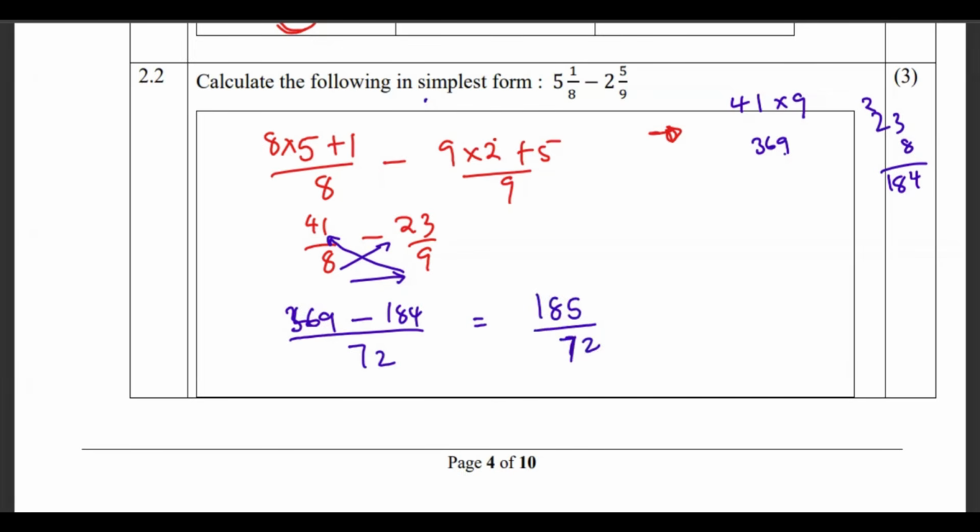Now, the question is, how many 72s can we get in 185? Okay, so we need to do the calculation and see. So 2 72s are going to be 144, meaning that we have two whole numbers. What is 185 minus 144? We are getting 41. So 41 over 72. So if the question was in mixed form, even the answer needs to be in mixed form.